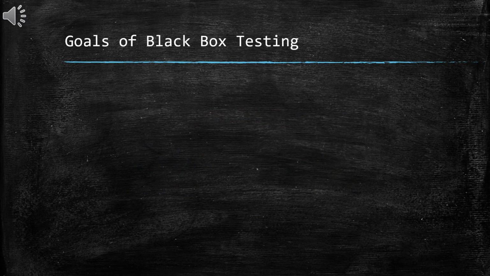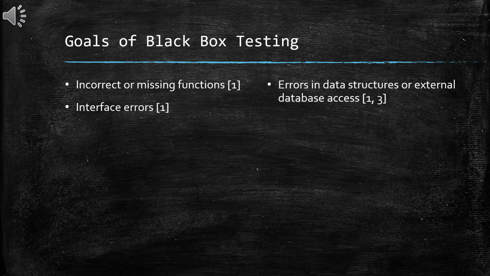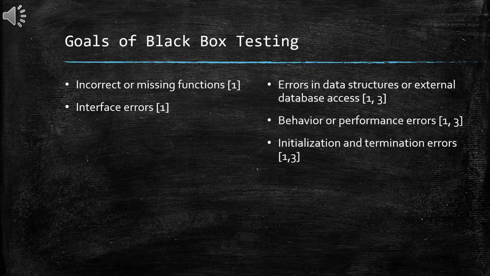There are a few goals of black box testing. First is to find incorrect or missing functions. Second is to find interface errors. Third is to find errors in the data structures or external database access. Fourth is to find behavior or performance errors. And fifth is to find initialization and termination errors.